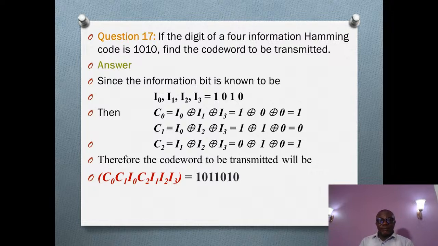The second one, C1, is I0 modulo 2 I2 modulo 2 I3. Then that gives you 1 modulo 2 1 modulo 2 0. And the answer is 0.